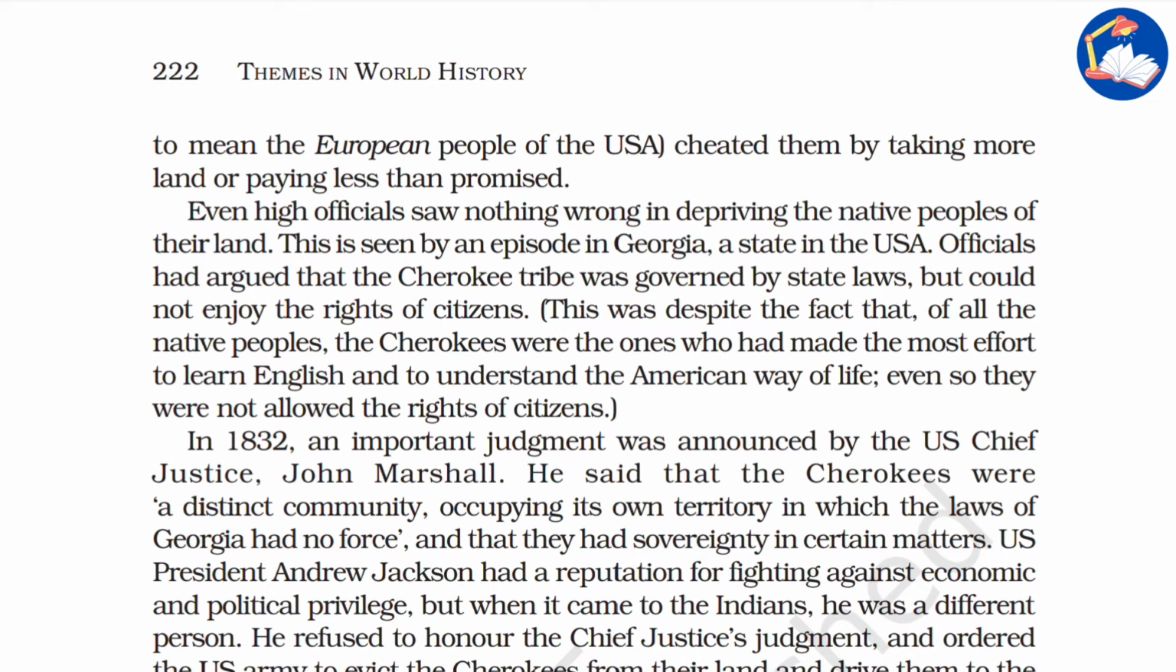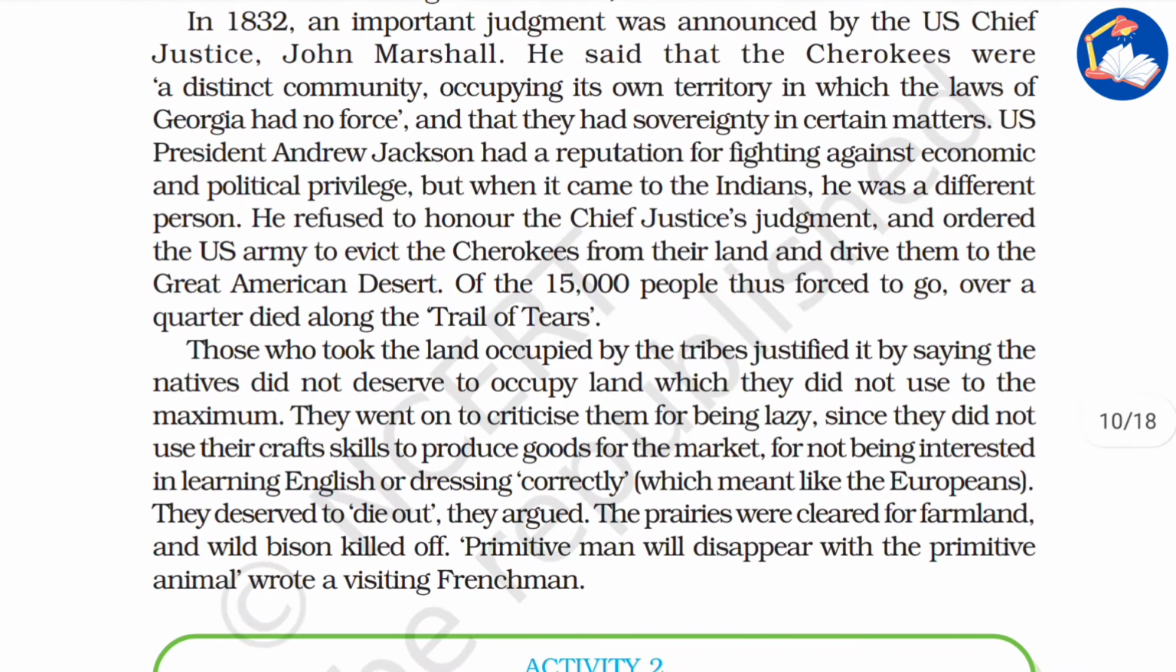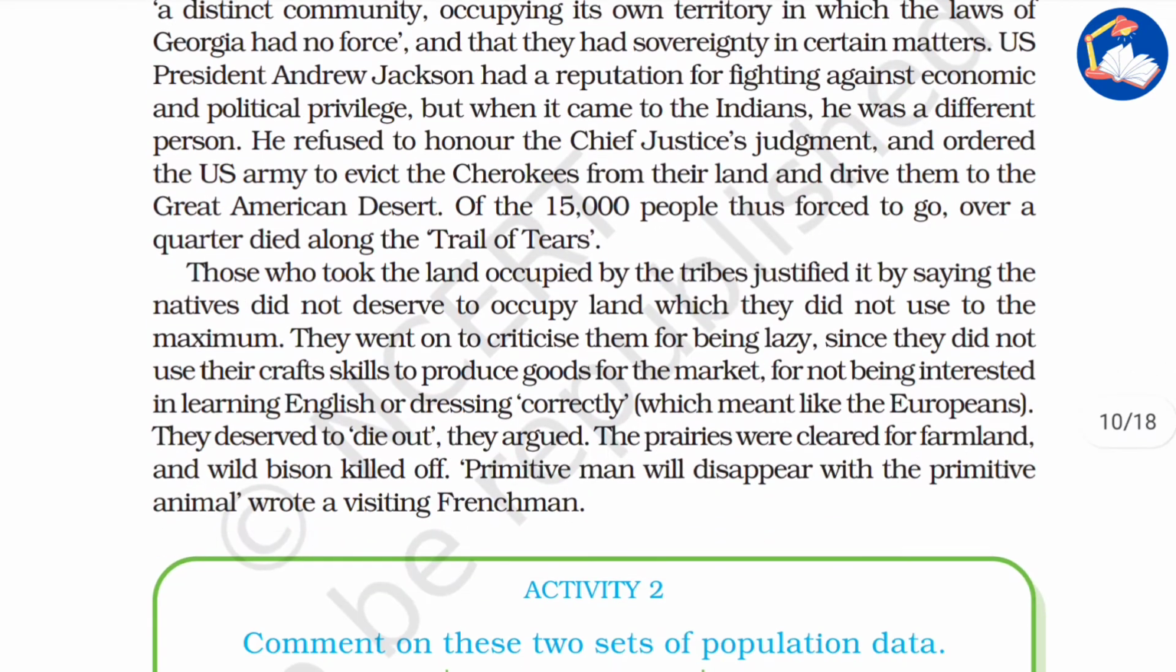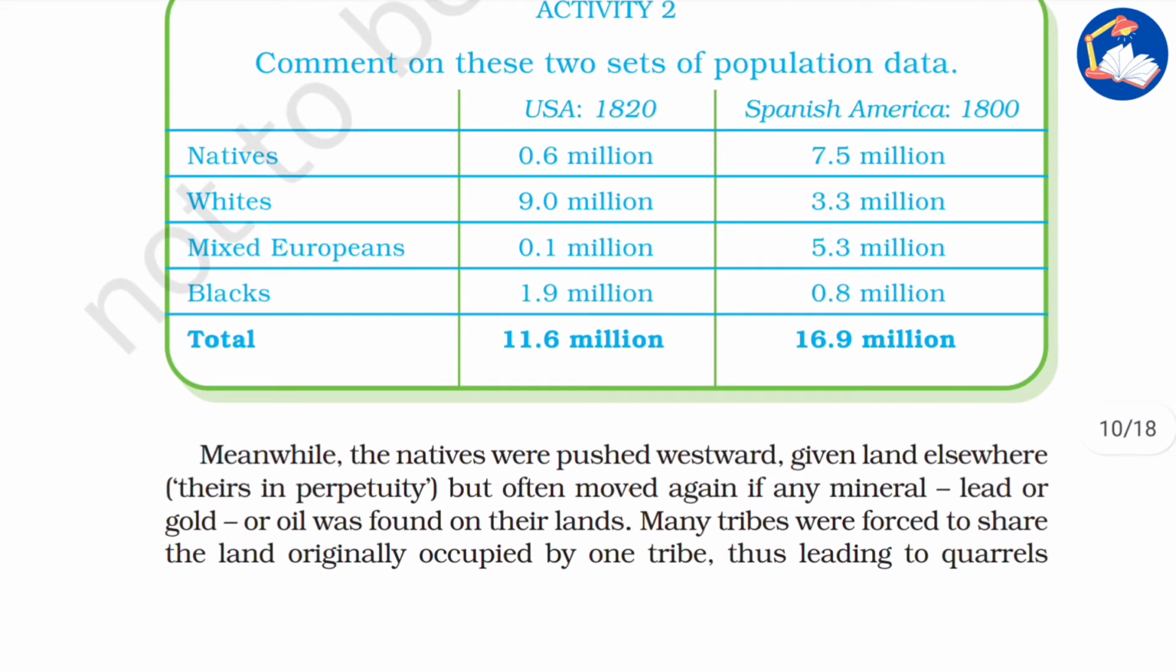Even high officials saw natives as a primitive people, and they thought they didn't belong to the society. They thought that they were not properly using the land. We can see this even in this case. Even when the chief justice ordered land to be given to the Cherokee tribe, President Andrew Jackson, who was actually talking about liberty and freedom, was against the move. We can see Americans were actually not that welcoming to the native people.